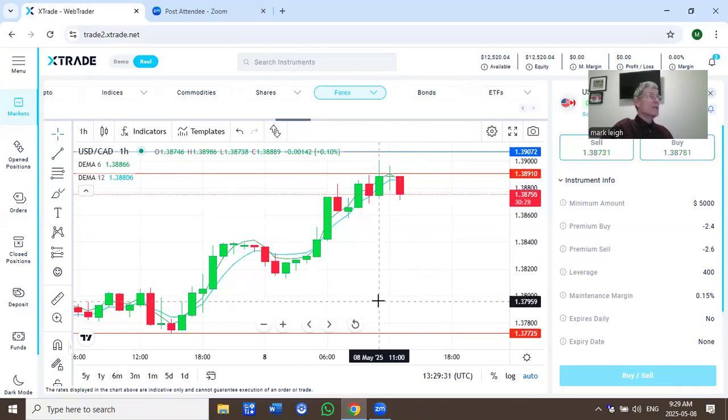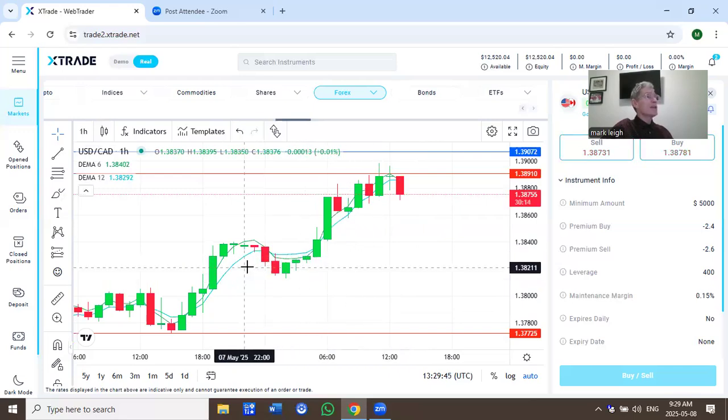So US did start the day strong. We saw that on the US dollar index. We saw it in the majors as well. But looks like as the US session has got underway, we are at this point seeing a turnaround, US dollar weakness, and US dollar being sold off against the majors.